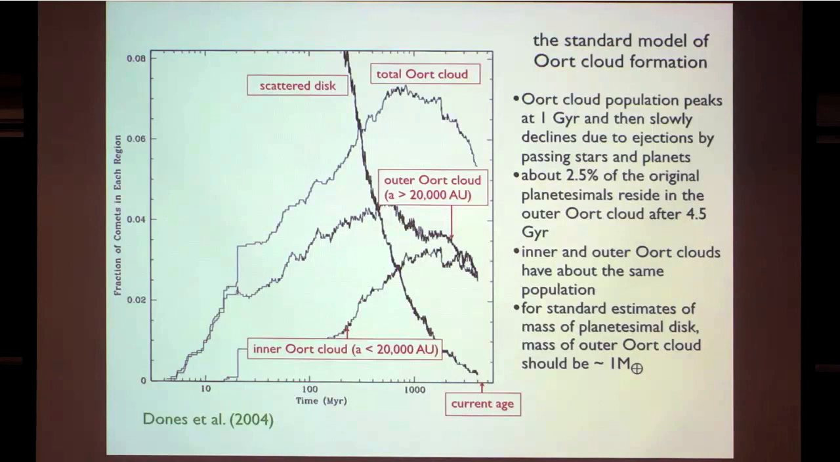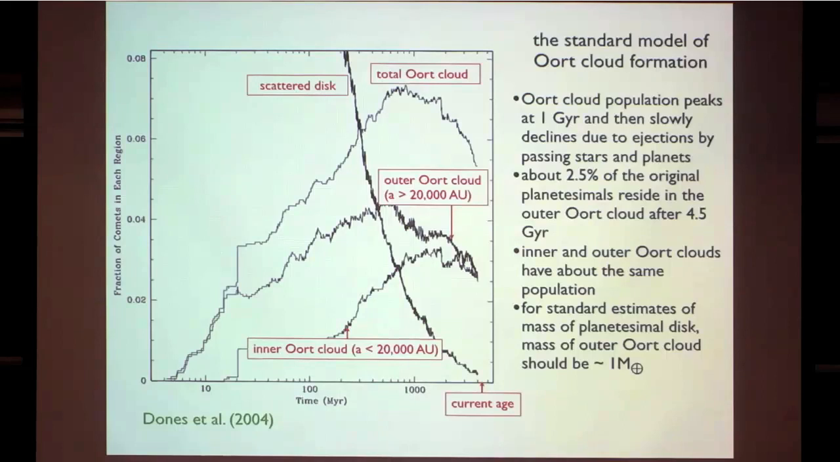And for reasonable models of the protoplanetary disk, given that efficiency, you can calculate what the mass of the outer Oort cloud should be. It turns out to be about 1 Earth mass, which of course is exactly the same within the errors as we got from the phase space arguments. So in that sense, things hold together rather well.